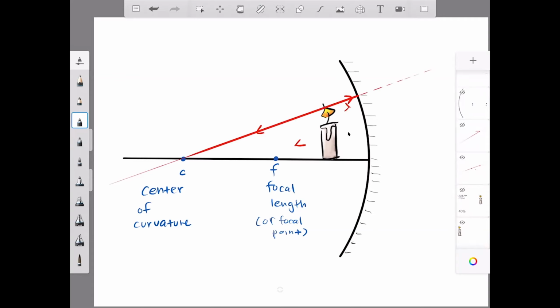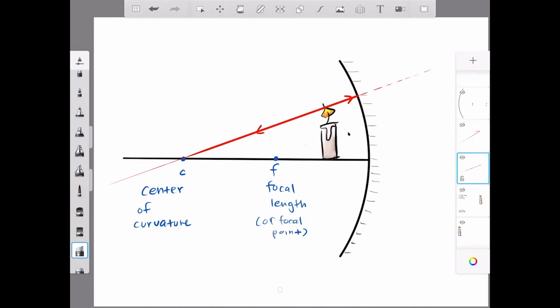Now, one interesting thing that happens with the center of curvature is it doesn't really bounce from one point and then deflect at an angle. If the light is going through the center of curvature, it will always bounce back and go through the center of curvature again. So at that point, it actually gives you a perfectly straight line.